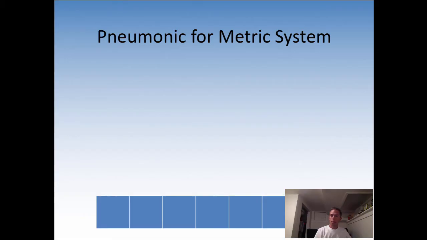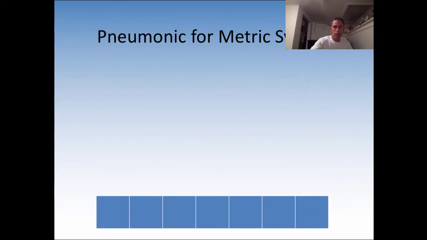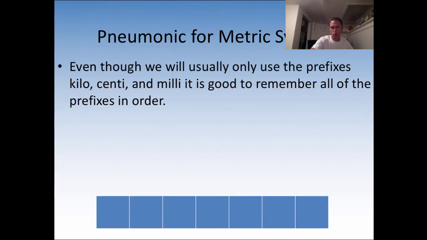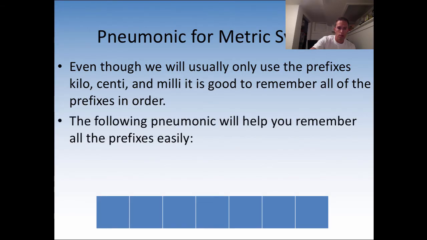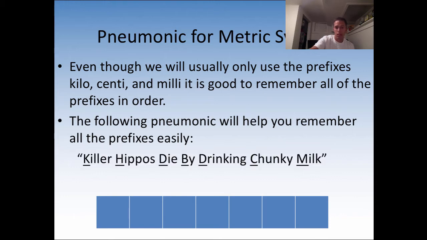Since we're not used to using the metric system, I've come up with a way for you to remember them. It's a mnemonic. A mnemonic is a way of remembering something in order. So even though we will usually only use 3 prefixes, kilo, centa, and milli, it's a good idea to remember all of the prefixes in order. And this following mnemonic will help you remember the prefixes easily. I know it's kind of a silly saying, but that's what makes it useful.